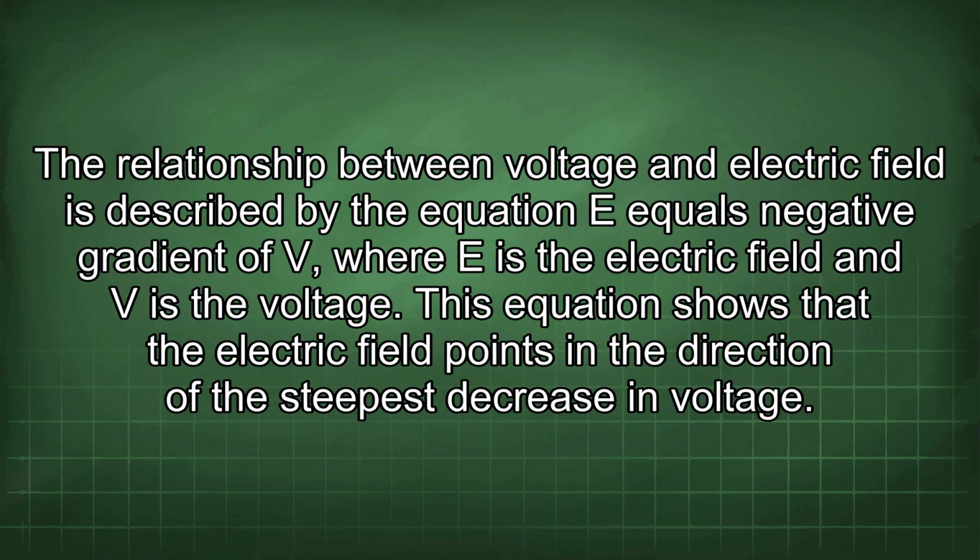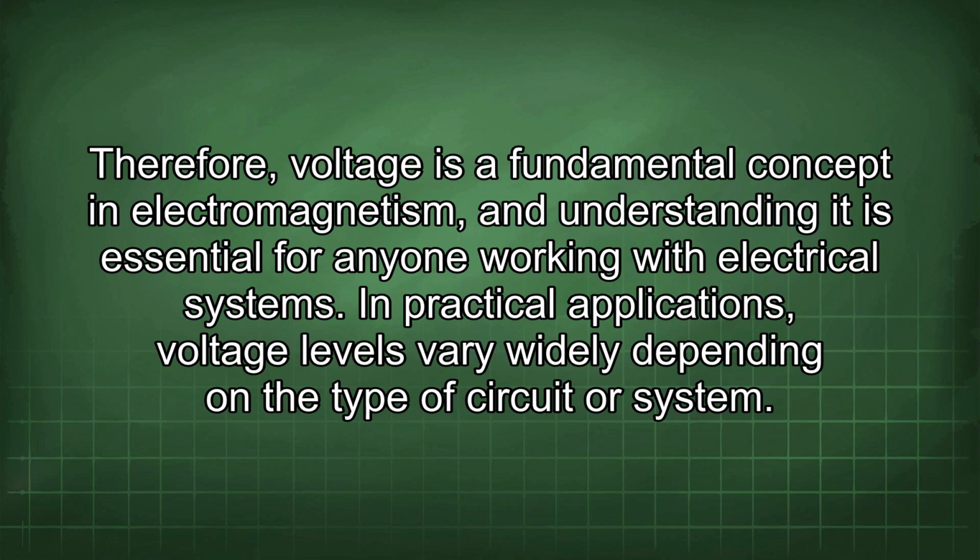The relationship between voltage and electric field is described by the equation E equals negative gradient of V, where E is the electric field and V is the voltage. This equation shows that the electric field points in the direction of the steepest decrease in voltage. Therefore, voltage is a fundamental concept in electromagnetism, and understanding it is essential for anyone working with electrical systems.